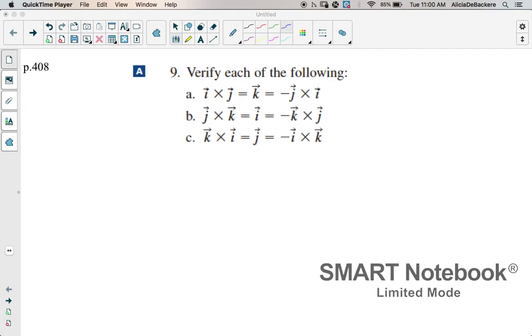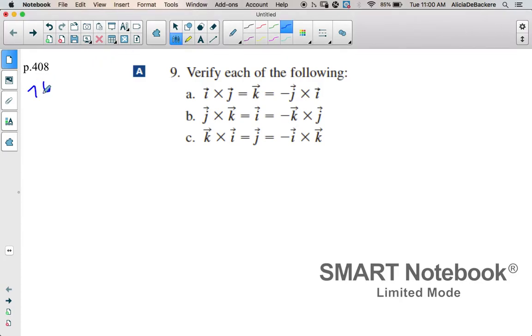Okay, so the only homework question I have so far is from lesson 7.6, so it's cross product. The homework's on page 408, and the question is number 9. So number 9 is asking me to verify that 3 different things are equal to each other. So I want to verify that this is equal to this is equal to this. So we've got to figure out what each of these 3 things are.